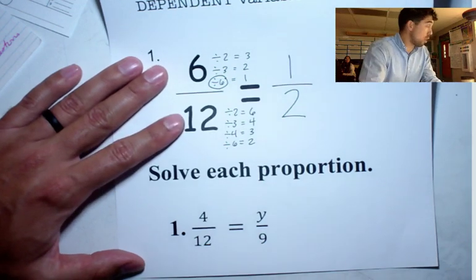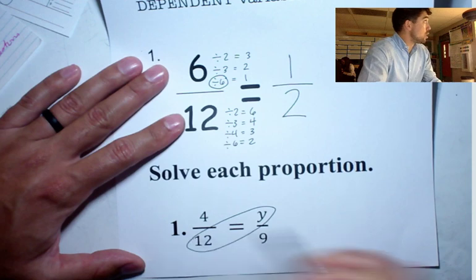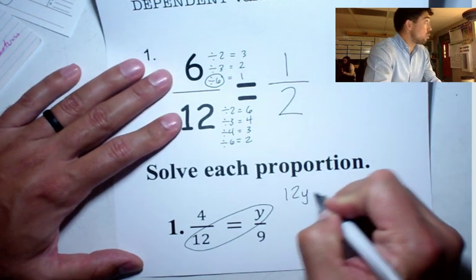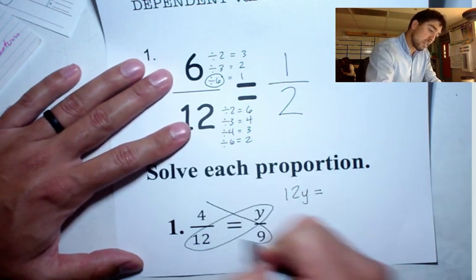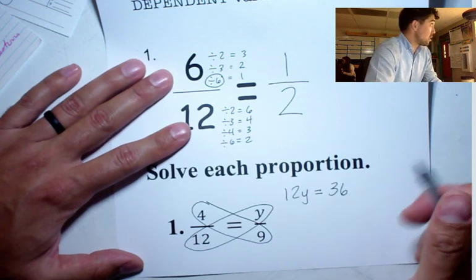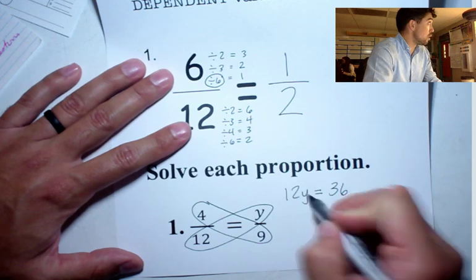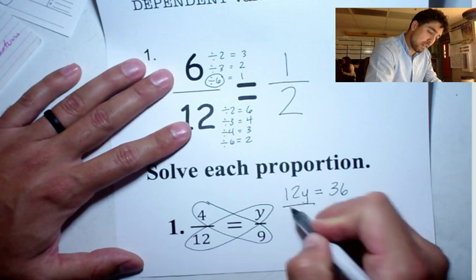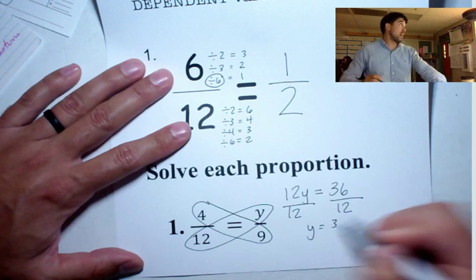So here we're going to cross multiply. What's 12 times y? 12y, thank you. And then we need an equal sign. What's 4 times 9? 36. You should be copying this down if you're not. Next step, we have a one-step equation. How do we get this y by itself? Divide by what? 12. We're going to divide both sides of the equation by 12. y equals 3.